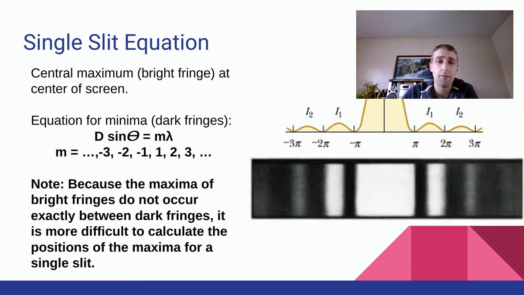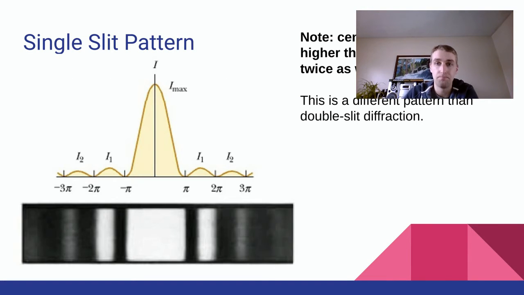Another thing that's a little different for single slit is the maxima. The bright spots don't line up exactly between the minima. It's a little more complicated to calculate those, so I'm not going to make you do that. This equation does not do it. If you just put in the m plus a half, it doesn't give you exactly where those bright spots are, so that's a detail we don't have to worry about.